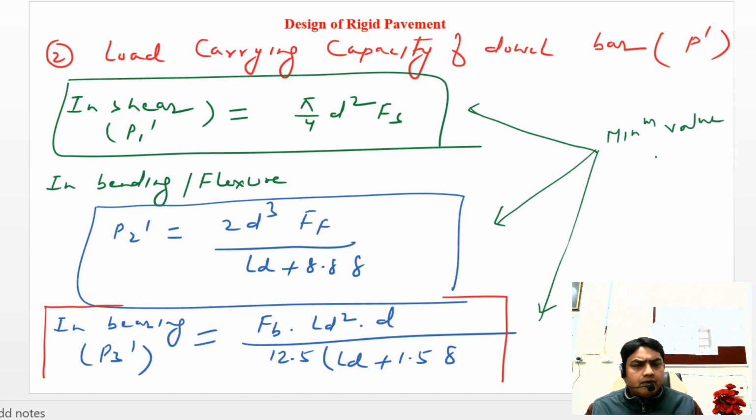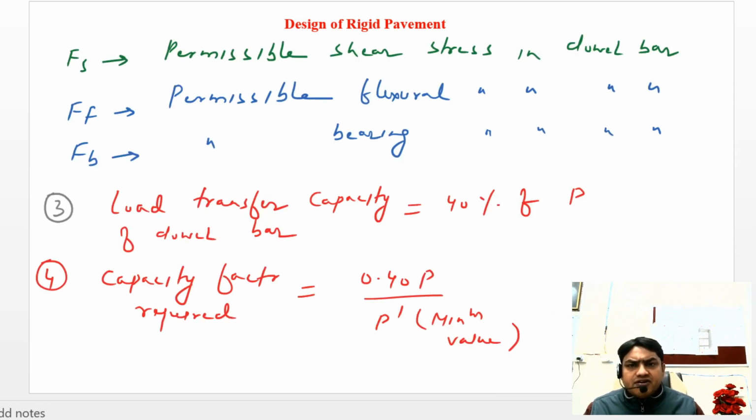The minimum value will be the P dash. Here, Fs is the permissible shear stress in dowel bars, Ff is the permissible flexural stress in dowel bars, and Fb is the permissible bearing stress in the dowel bar. Similarly, load transfer capacity of a dowel bar is 40% of wheel load, and the capacity factor required is 0.4 P divided by P dash, that is the minimum value, of course.